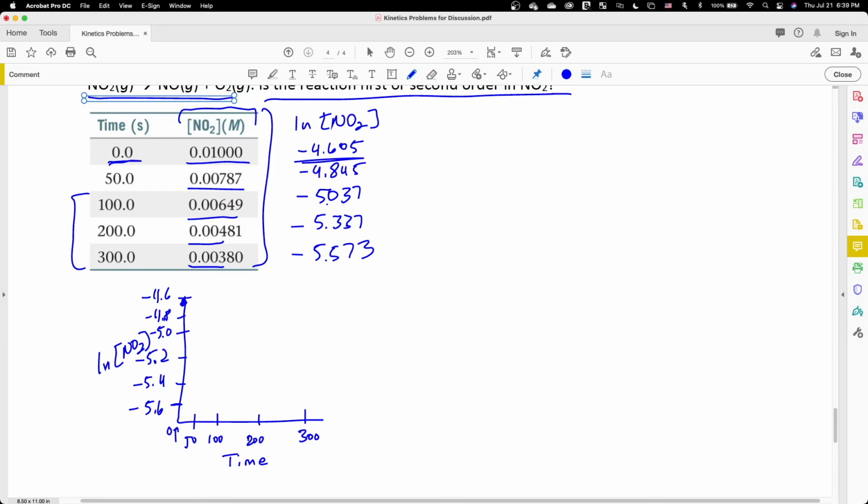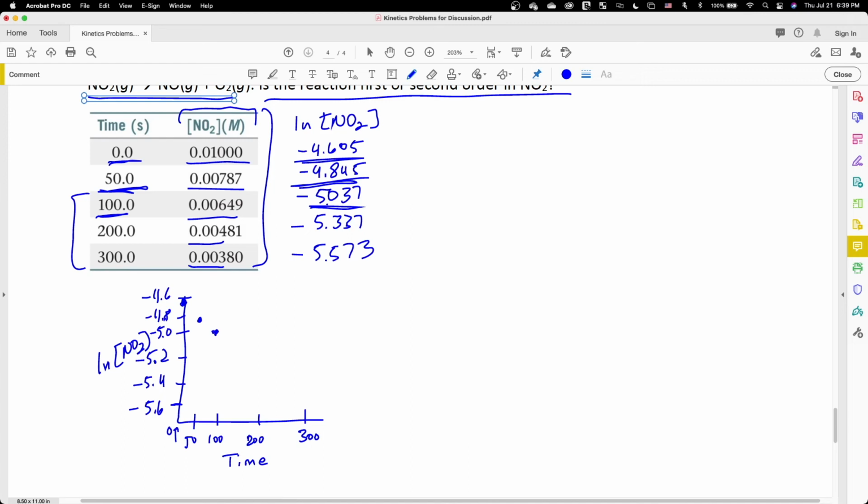My next time slot here is 50. At 50, I have negative 4.845. So here's 50 right there, and negative 4.845 is right about thereabouts, just below. And then at 100, I have negative 5.037, so very close to negative 5.0.